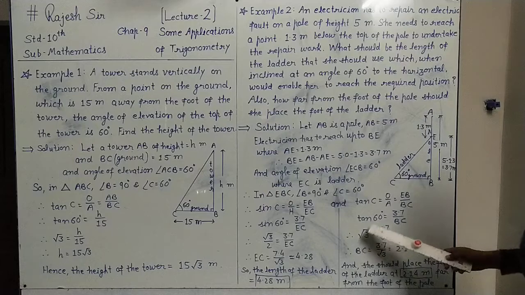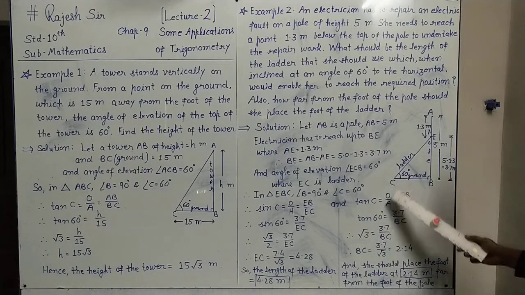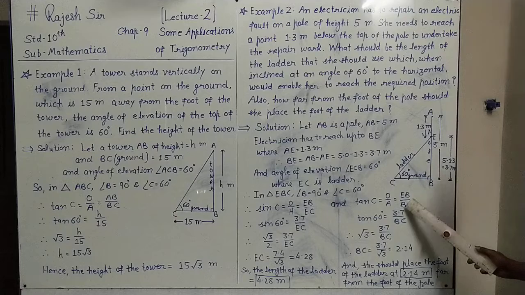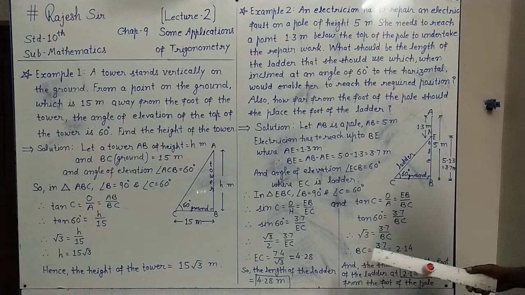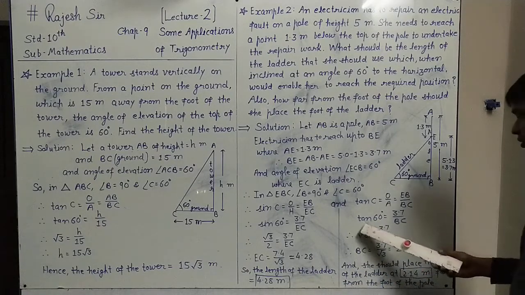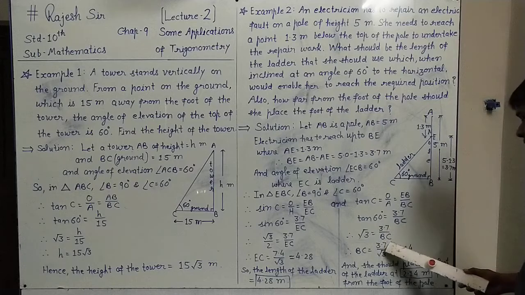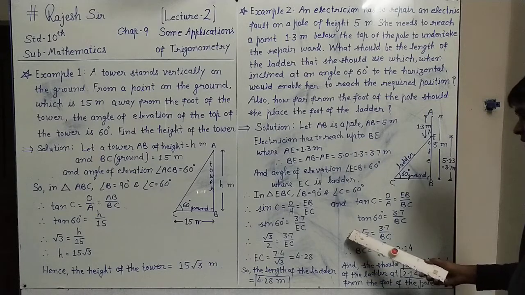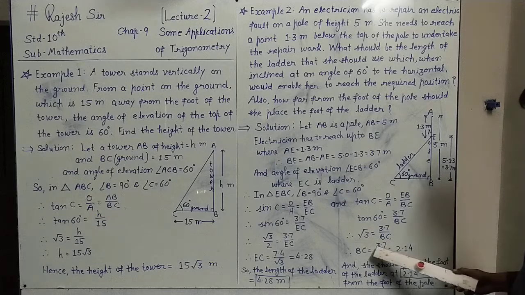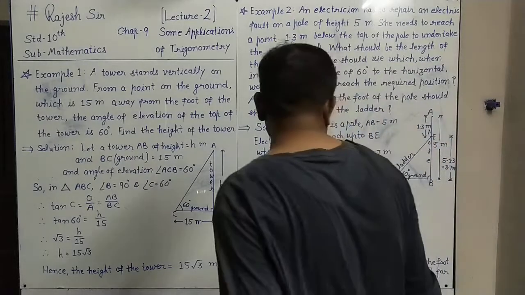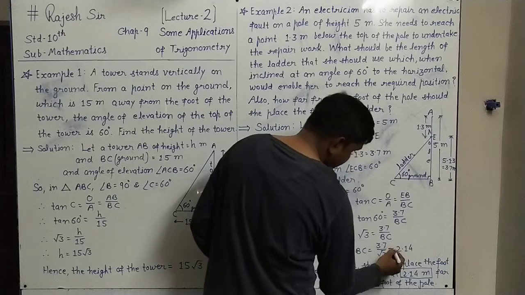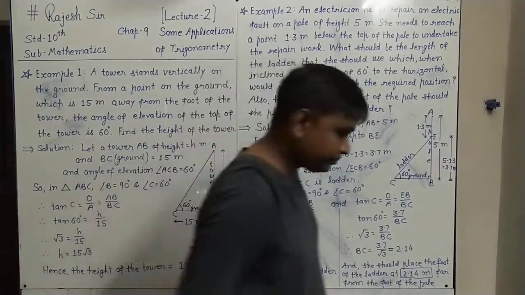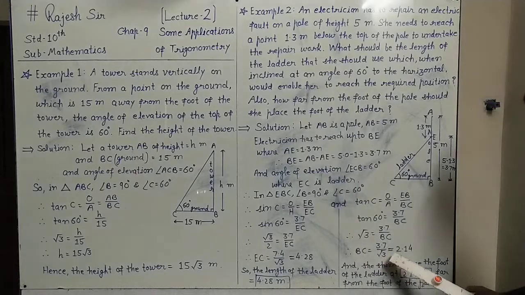Next, this side: tan 60 degrees equals EB, which is 3.7, upon BC, which we want to find out. Tan 60 degrees by the trigonometry table is root 3, equals 3.7 upon BC. So take BC on the left side, multiply, and root 3 goes down: 3.7 upon root 3. The simplified form is approximately 2.14. This is not the exact value, it is an approximation, so we make the approximation sign this way.